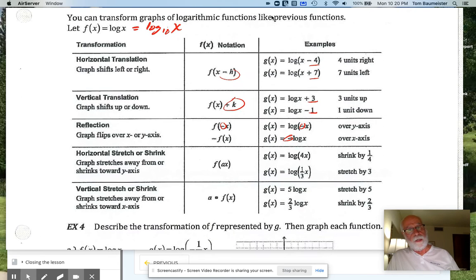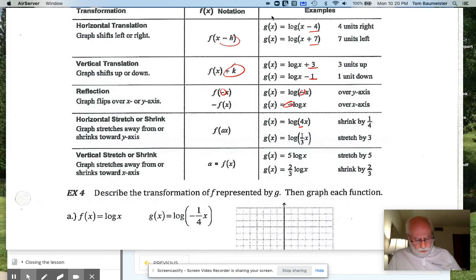Horizontal stretch or shrink, again, I keep saying this. Here, it's 4x. So we know we're going to flip it. So 4 becomes 1/4, and that will be a shrink. And log of 1/3 x, again, we're going to flip it. It'll become 3. It becomes a stretch.